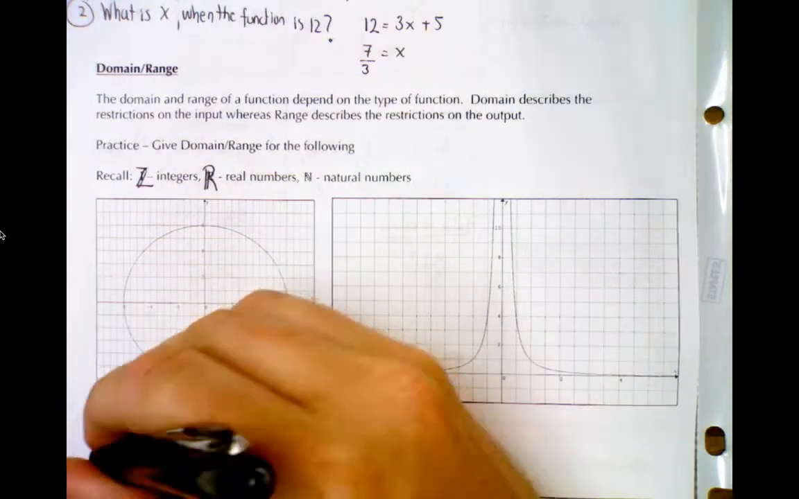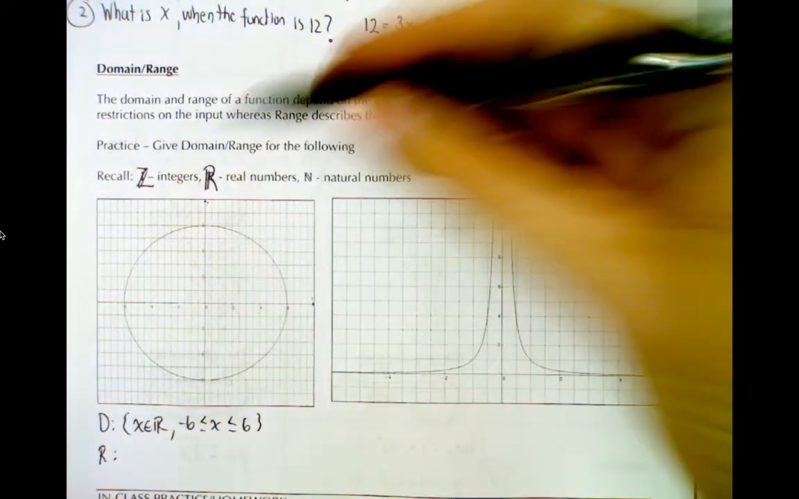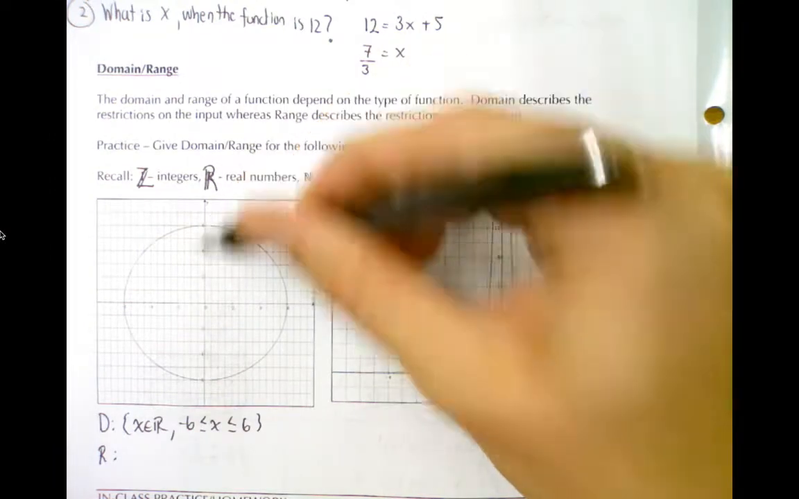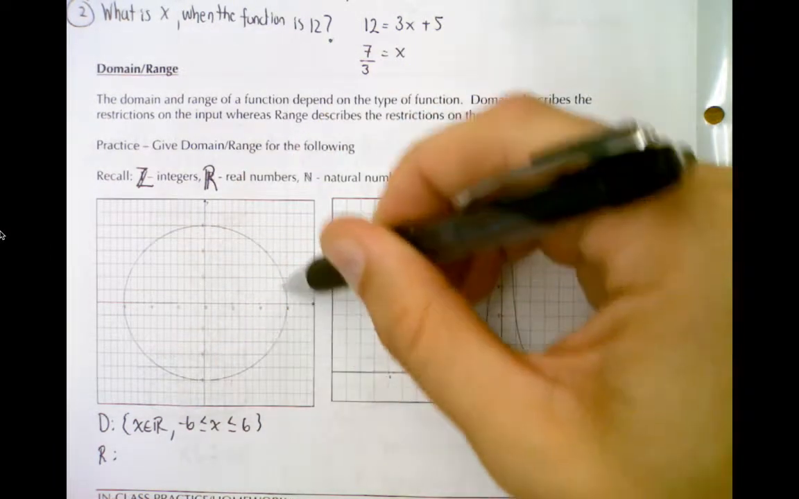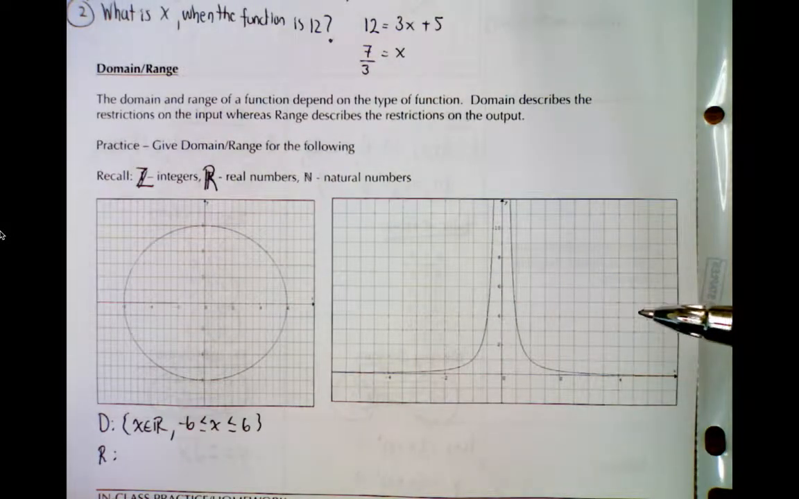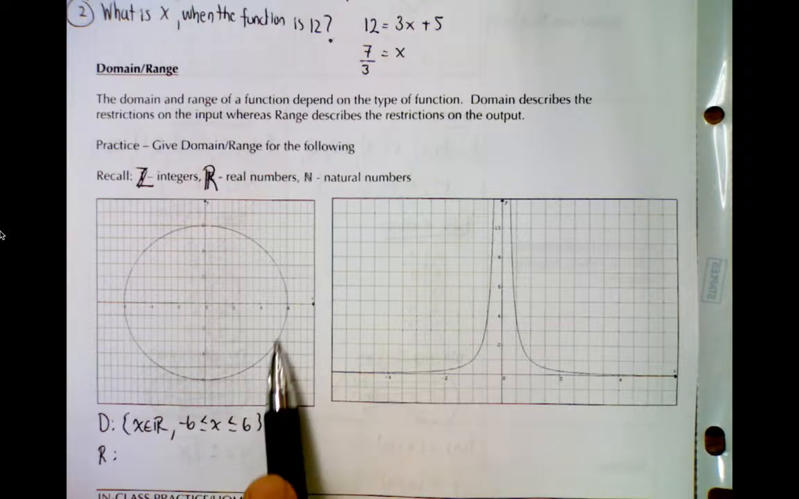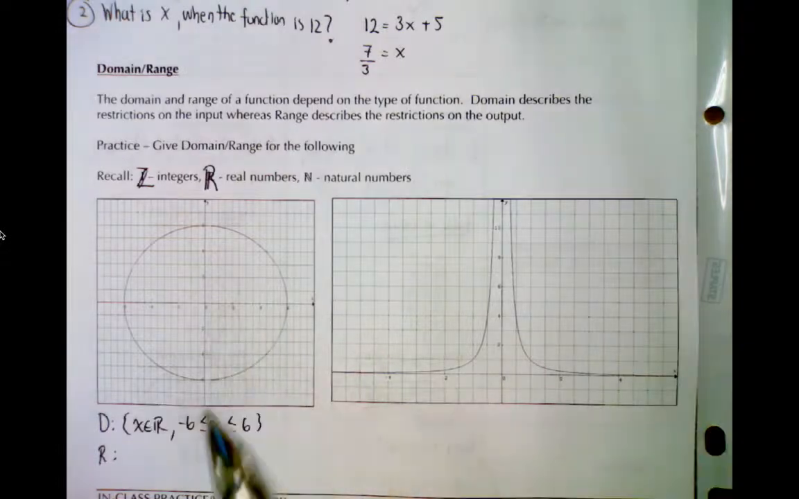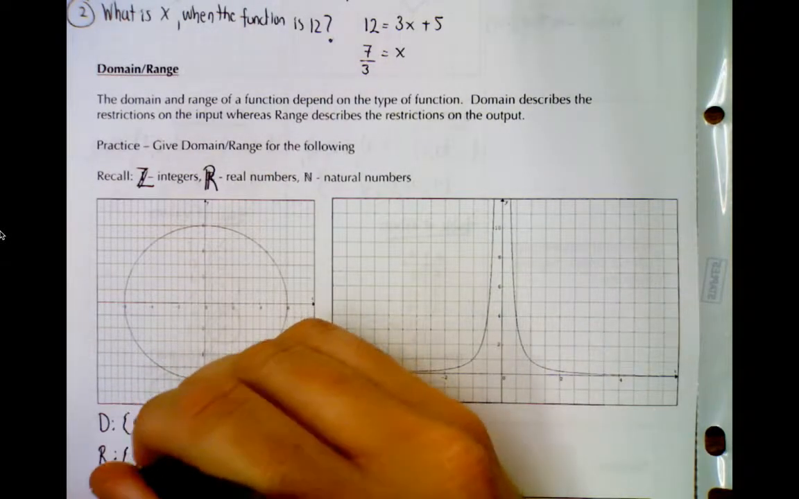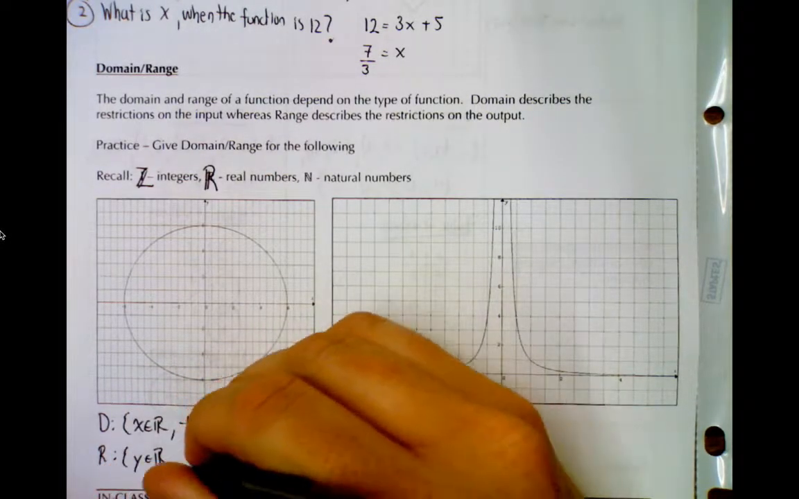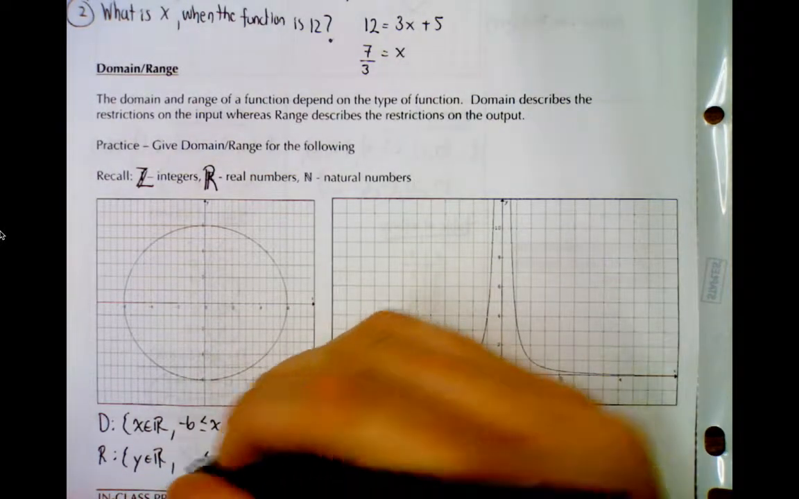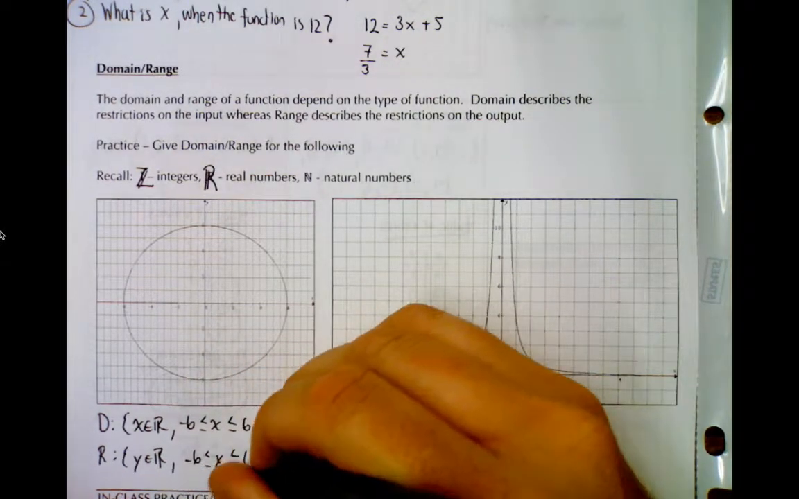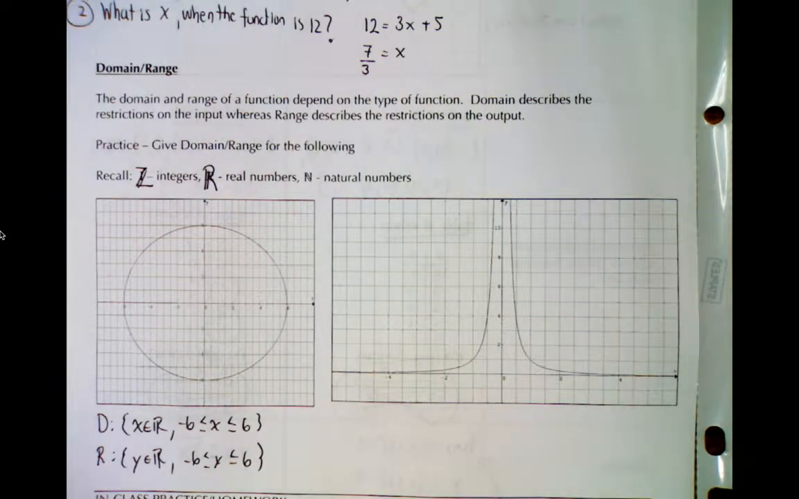For our range, very similarly, the maximum value is 6, the minimum is -6, and we're connected with a curve going up, so we have everything in between. We also don't have any breaks, so that means we're in the real number set. Since this is not a function or relation, we're going to use y. So y belongs to real, such that y is greater than or equal to -6, less than or equal to 6. And that's our domain and range, using x and y for the relation.